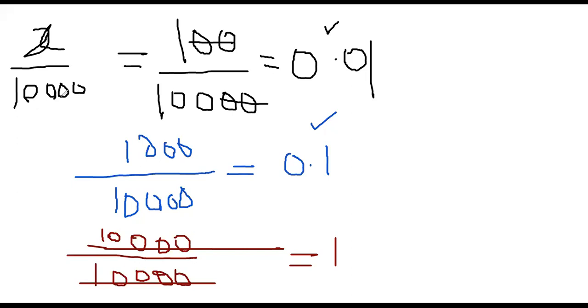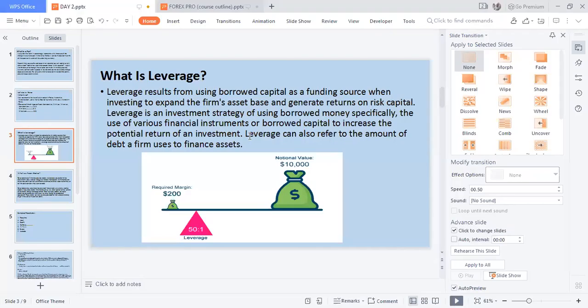So now let's proceed. The next one is leverage. Leverage is the result of using borrowed capital as a funding source when investing to expand the firm's assets. That's exactly what leverage is.